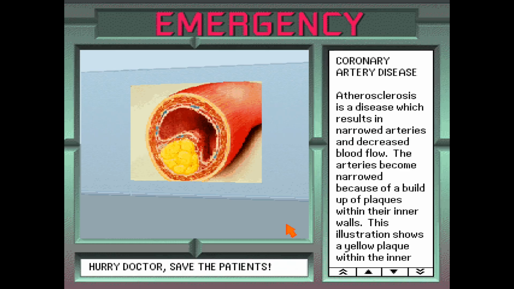Coronary artery disease. Atherosclerosis is a disease which results in narrowed arteries and decreased blood flow. The arteries become narrowed because of a buildup of plaques within their inner walls. This illustration shows a yellow plaque within the inner layer of an artery. Plaques consist of a mixture of substances, including cholesterol, fat, fibrous tissue, clumps of platelets, and sometimes calcium.